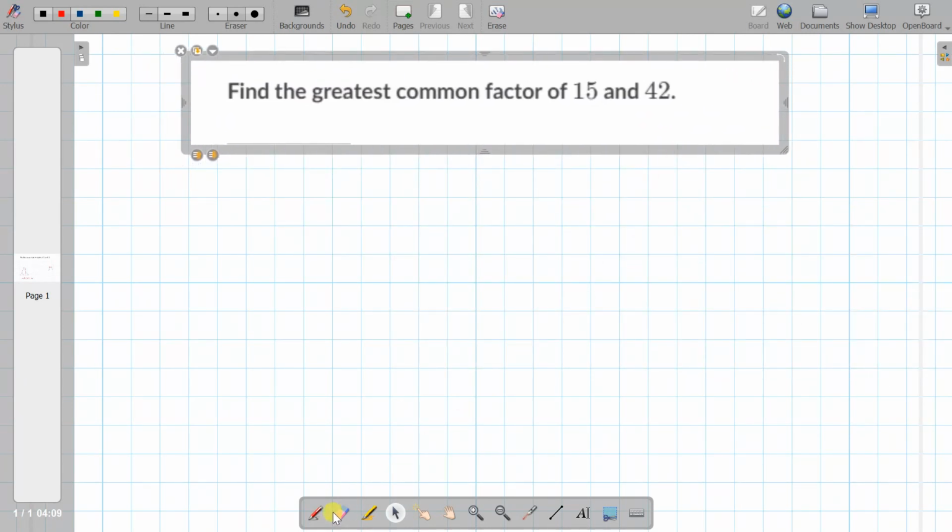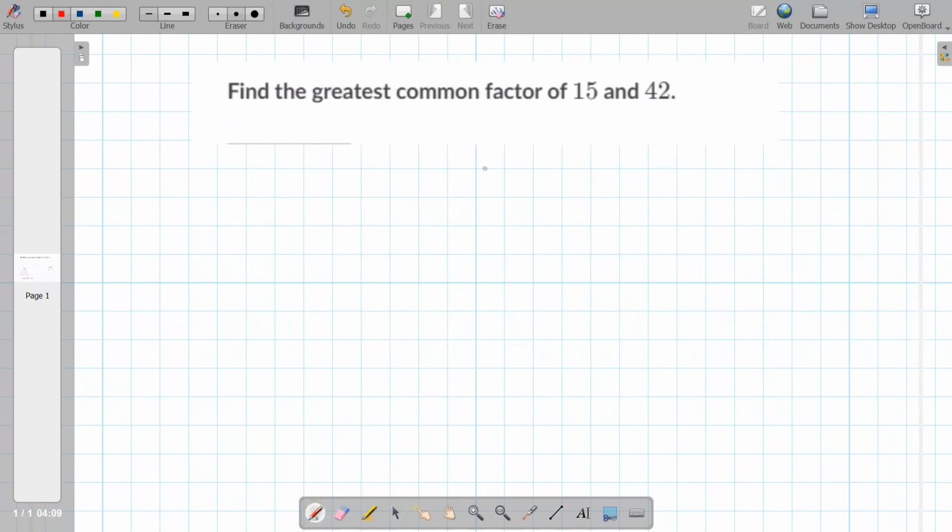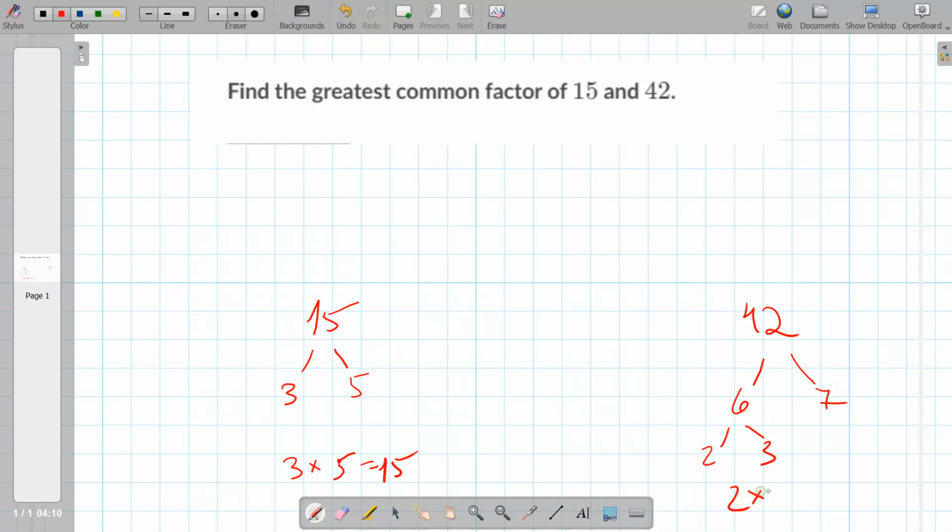Okay, find the greatest common factor of 15 and 42. So 15 is 3 and 5. 3 times 5 is 15. And 42 is 6 and 7, and 6 is 2 and 3. So 2 times 3 times 7 is 42.